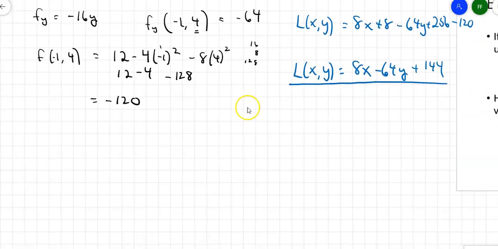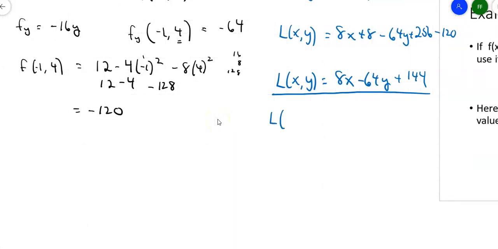Let's use that to evaluate the linear approximation at negative 1.05, 3.95. So I'm going to put a negative 1.05 in here. I'm going to put a 3.95 in here. And when I do that, here's what I come up with. Negative 117.2. That's my approximation. That if I move 0.05 units to the left and 0.05 units down, the new z value will be negative 117.2.